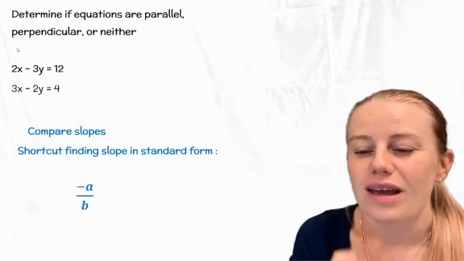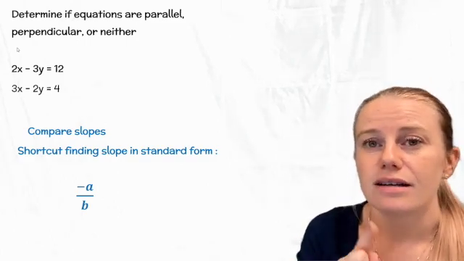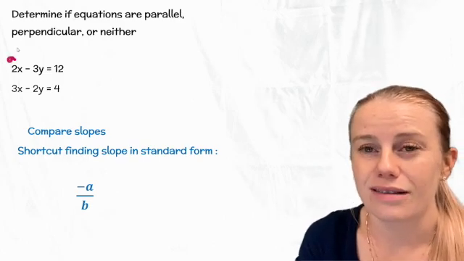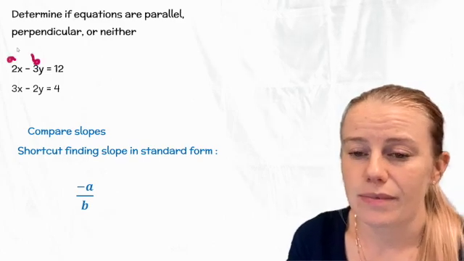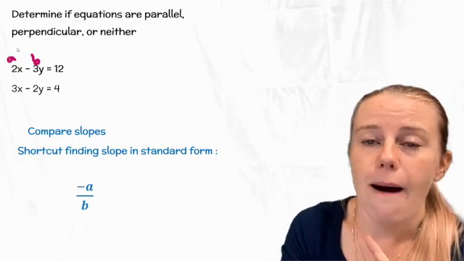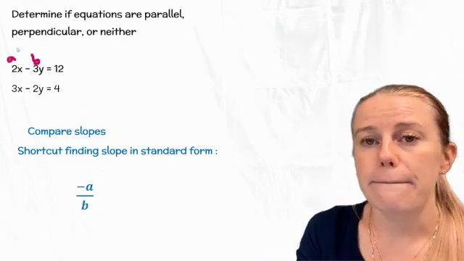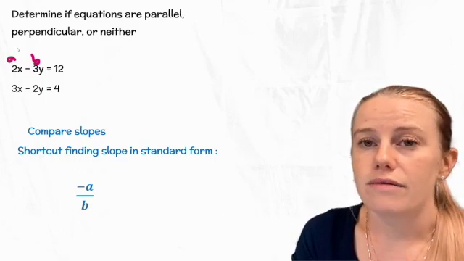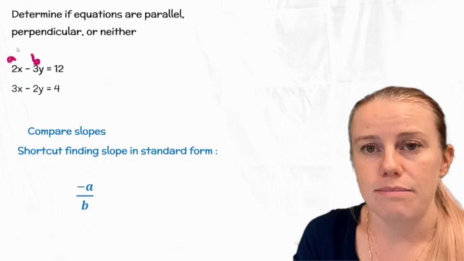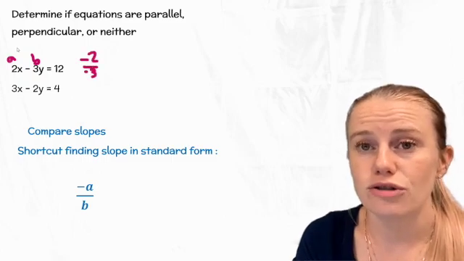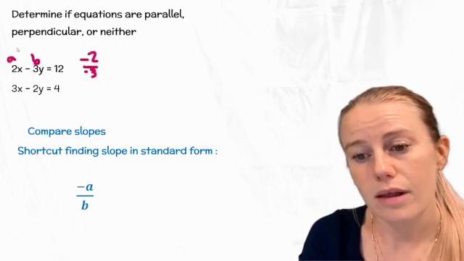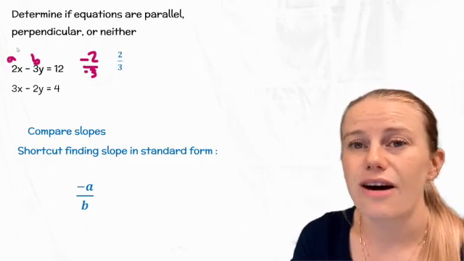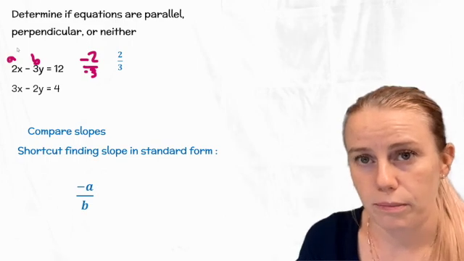Okay, so you take the opposite of A over B. So remember here, this is A, this is B. So we're going to take the opposite of A. A is 2, so opposite, we're going to take -2 over B of -3. That minus sign goes with that B. So -2 over -3. The negative divided by the negative cancels out, and our slope here is 2 over 3.